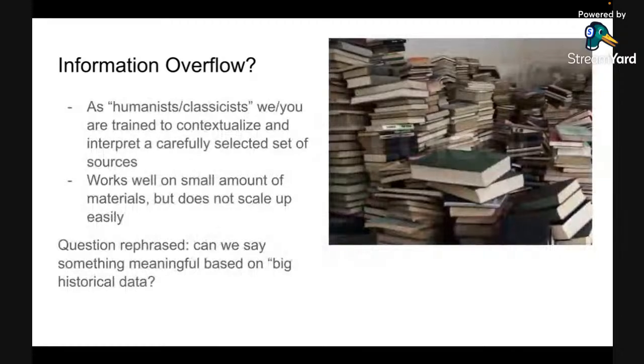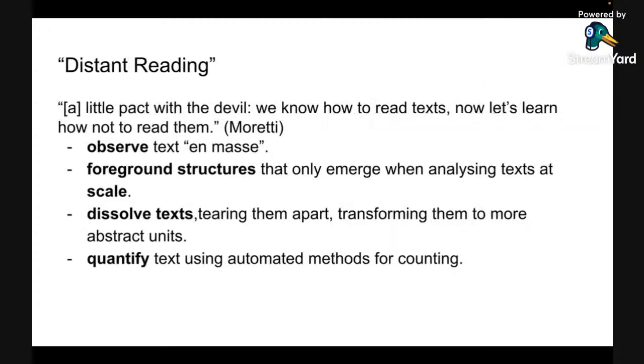And as humanists, or most of you are classicists, we are usually trained to analyze a fairly small and carefully selected set of sources. So we're very well versed in what is often called close reading. We can work well with a small amount of information. But the techniques we use when we do close reading, this kind of contextualizing interpretation, don't really scale well to large amounts of information. So how can we use different methods to scale up our reading of sources?